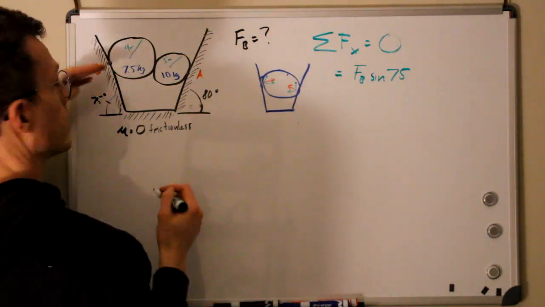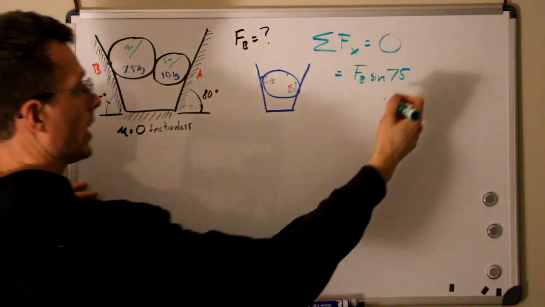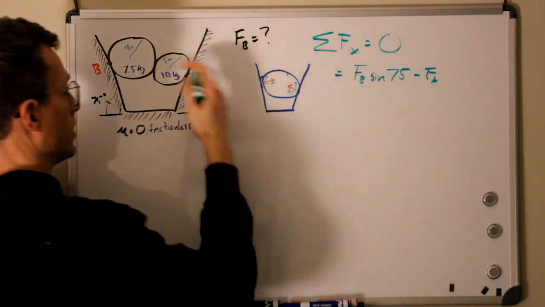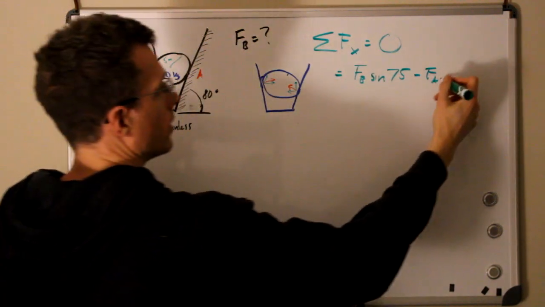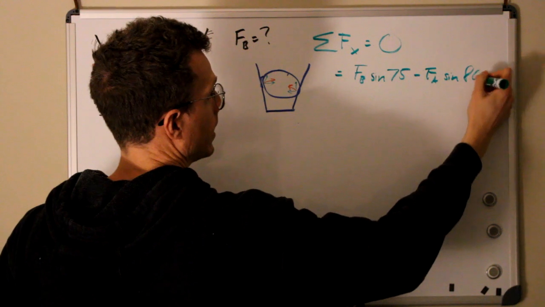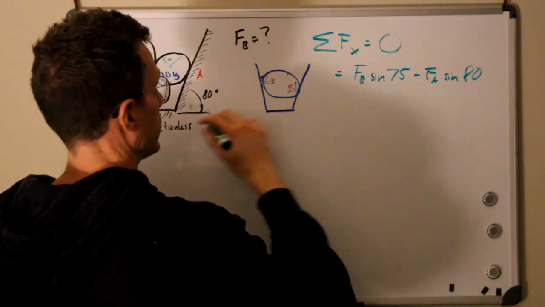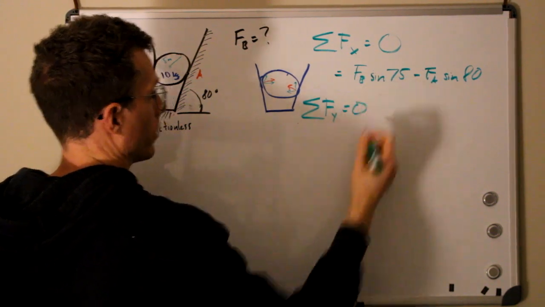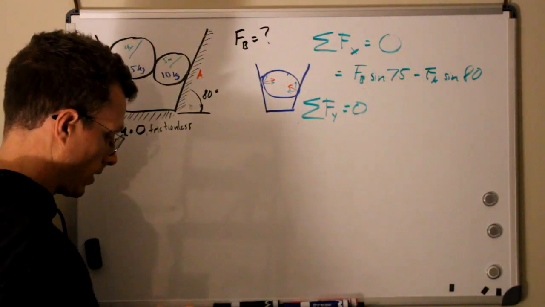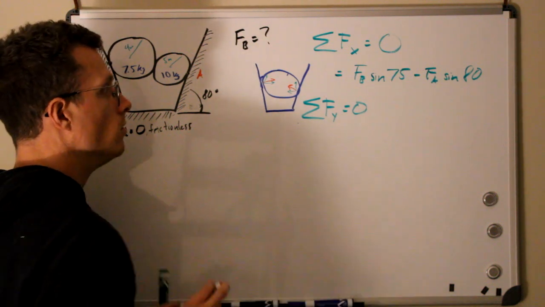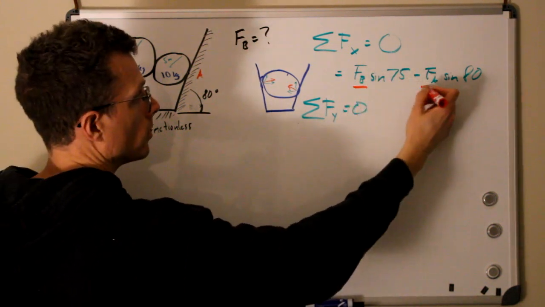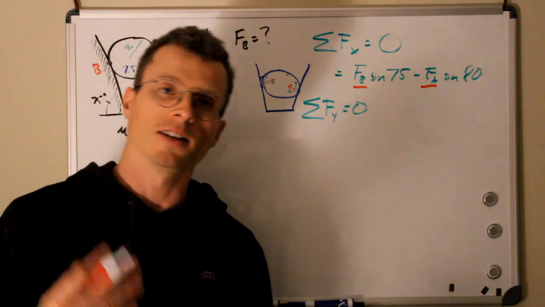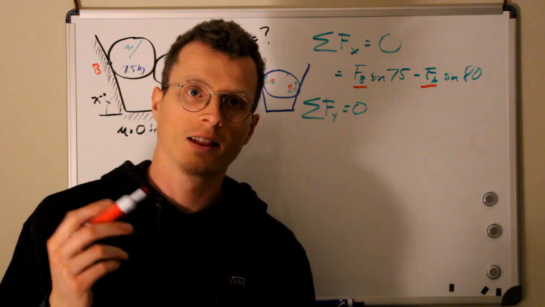And then we're going to say that's in the positive X. We're going to say this is in the negative X, minus F of A. We'll say the same thing here, so it's going to be sine of 80, and this is our X. Then we have sum of the forces in the Y equals zero. Right now we've got one equation, two unknowns. So obviously we're going to need to get another equation if we want to solve for that second unknown.